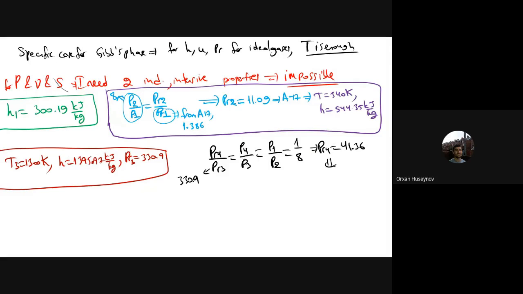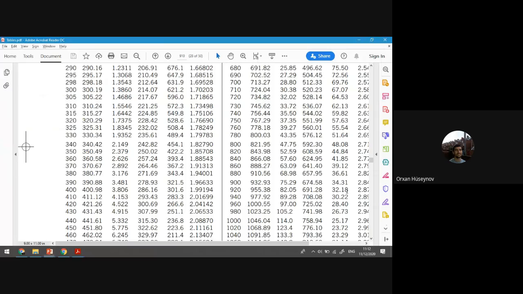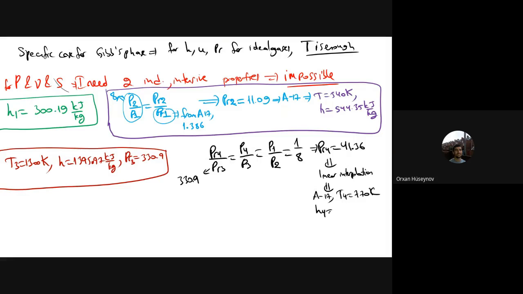Therefore, you should use this linear interpolation. Okay. And if you use that linear interpolation, you will find from A17 that the temperature at 4 is 770 Kelvin. We'll go back to here, and you will have that in between, 770 Kelvin. That will be the temperature, and enthalpy at state 4 will be equal to 789.37 kilojoules per kilogram. This is the state 4 values.